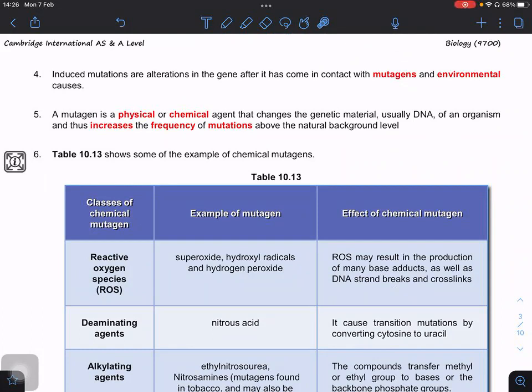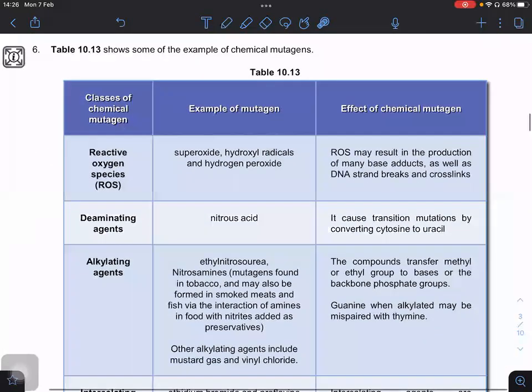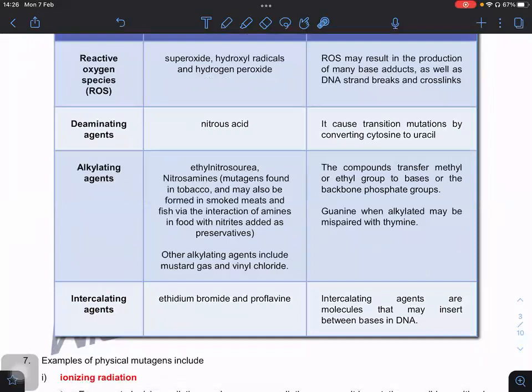Table 10.13 shows you the types of mutagen, but this is for your information only. You can read about it if you're interested to know more about the mutagen or chemical mutagen. Okay, we have a few classes of the chemical mutagen. We have ROS, reactive oxygen species, which always attack and damage the DNA. We have deaminating agents, alkylating agents, and intercalating agents. Those are the agents or chemicals that have the ability to damage our DNA. So when they damage the DNA, it will cause the mutation to take place, okay?